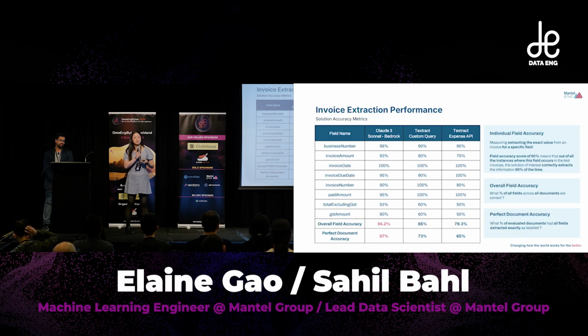And just a note on the performance of the model. I've got a graph for Claude 3 Sonnet against the Textract custom query as well as the Expense API. But the main thing I want to focus on here is three of the key metrics that we look at for accuracy. We have individual field accuracy, which is easy to measure. It's just, for invoice number, how often are we getting it right? What's the percentage? The overall field accuracy is the same, so across all the fields, how often are we getting it right? And the last one is perfect document accuracy, which is, out of all the documents, what percentage of them have all fields extracted correctly?